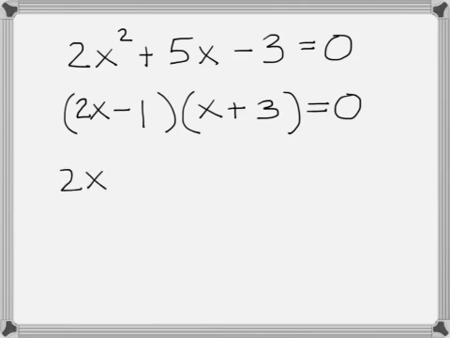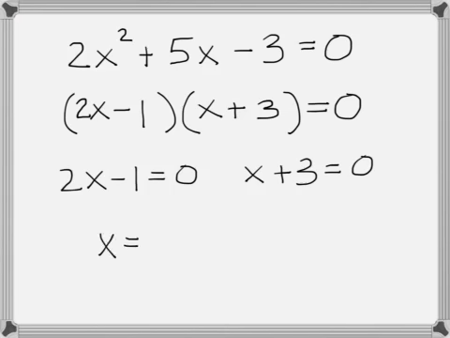So that means that either 2x minus 1 equals 0 or x plus 3 equals 0. And so now we have two linear equations, and we can just solve those by adding 1 over to the other side and dividing by 2 to get 1/2, and on the other one all we have to do is subtract 3 from both sides to get x equals minus 3. So what we have now are two potential solutions.